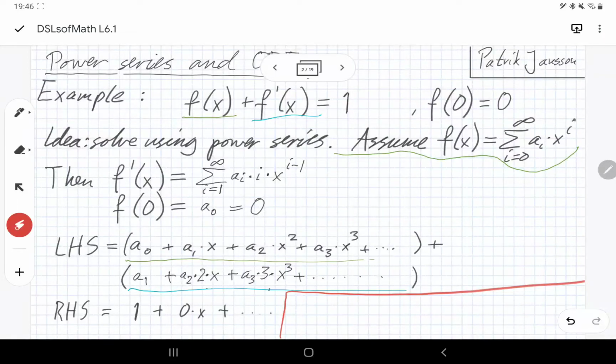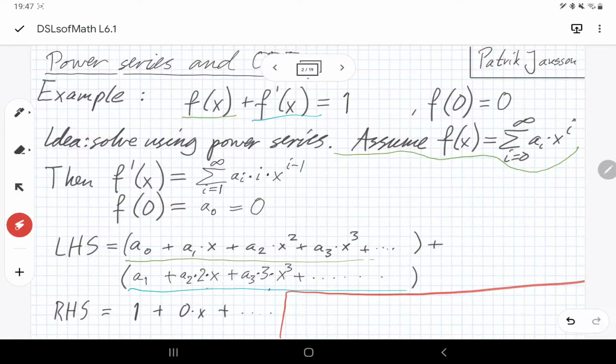And then I've written the right-hand side aligned in the same way. I mentioned before we could have another function, but now we have a constant function 1. So the constant part corresponding to a0 and a1 up here is 1, and all the other coefficients are 0. So it's 0 times x, 0 times x squared, 0 times x to the power of 3, and so on.